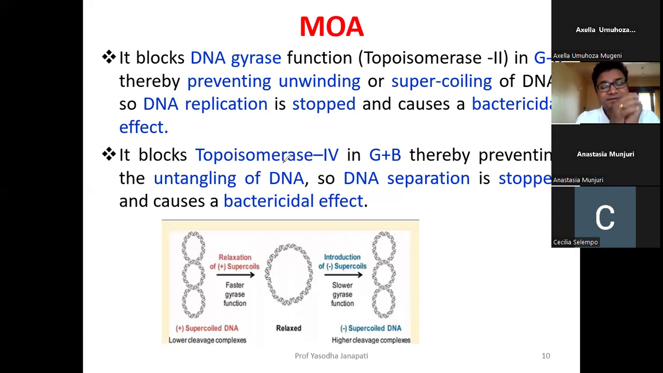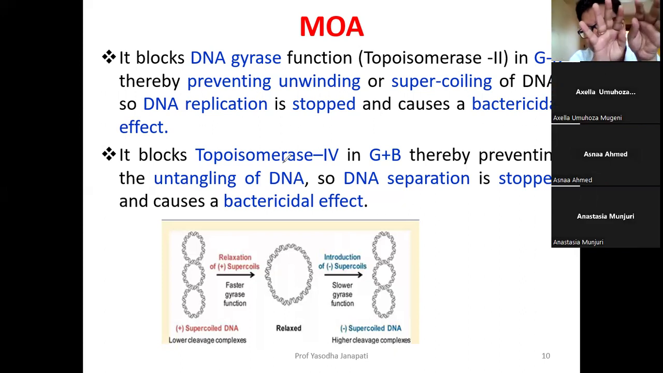Topoisomerase 4 is considered like a snake having two heads. A poisonous snake having two heads can inject venom. In the same way, topoisomerase 4 is a very dangerous enzyme. Suppose this is a strand. For example, topoisomerase 2 can only cut here, whereas topoisomerase 4 cuts here and, at the same time, cuts here.